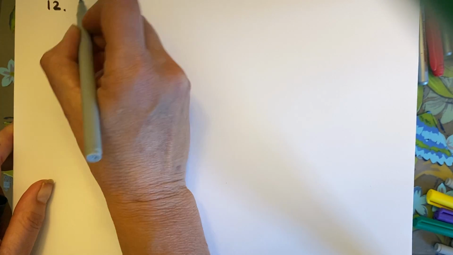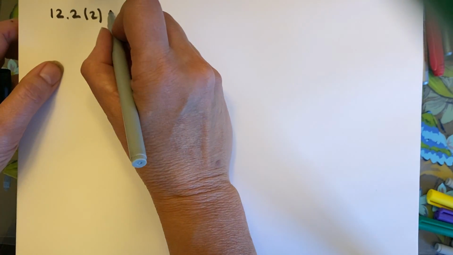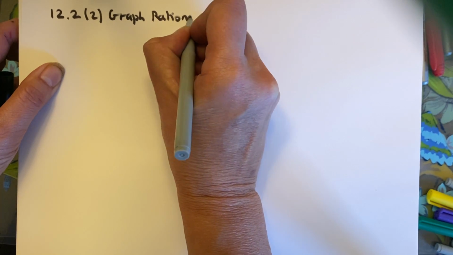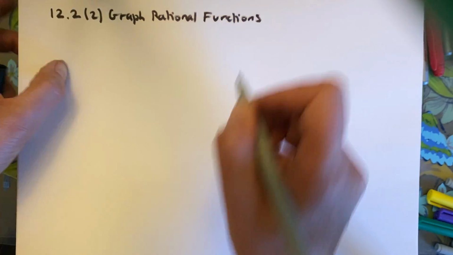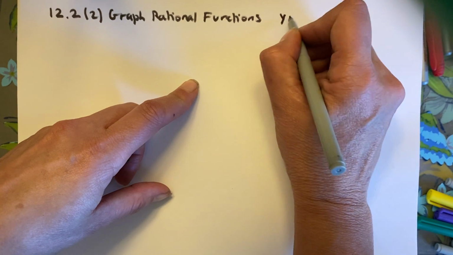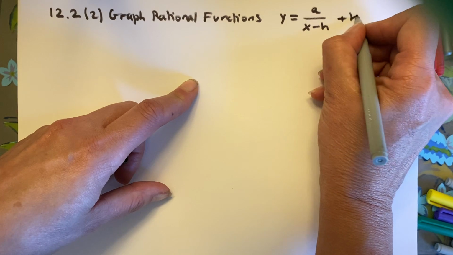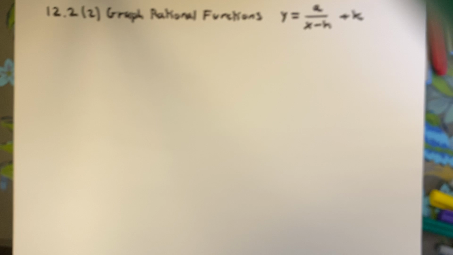This is the second part of 12.2 and graphing rational functions. And it shouldn't take too long. We're just going to graph a function with all of the pieces of the rational function a, h, and k. So we're essentially going to graph y equals a divided by x minus h plus k with all the different pieces, and then we're going to spend the rest of our time on a word problem.